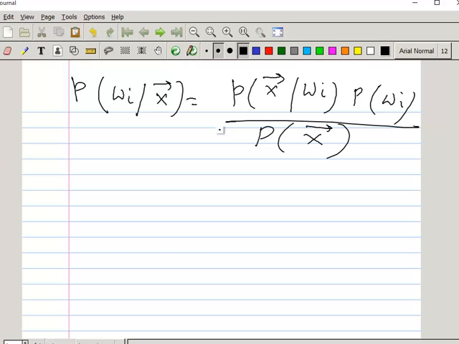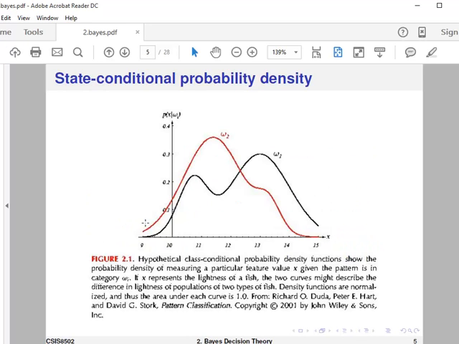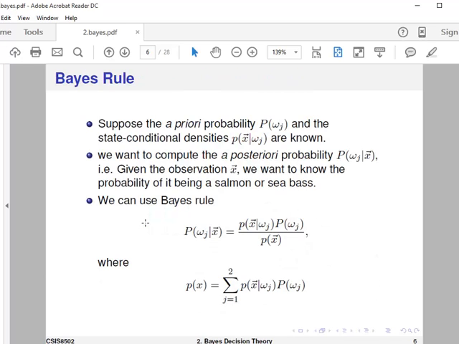So P of X is basically called unconditional density function or evidence, which is PDF. P of Wi is called prior probability, this is called likelihood, and this is called evidence, so we can calculate the posterior probability. So this is basically the functions, and this is state conditional probability density function. So Bayes rule you can find out from this. So this is basically calculated as this particular formula. For example, the prior probability is P of Wj or Wi, and this is posterior, this is likelihood, then posterior probability is calculated from this formula.